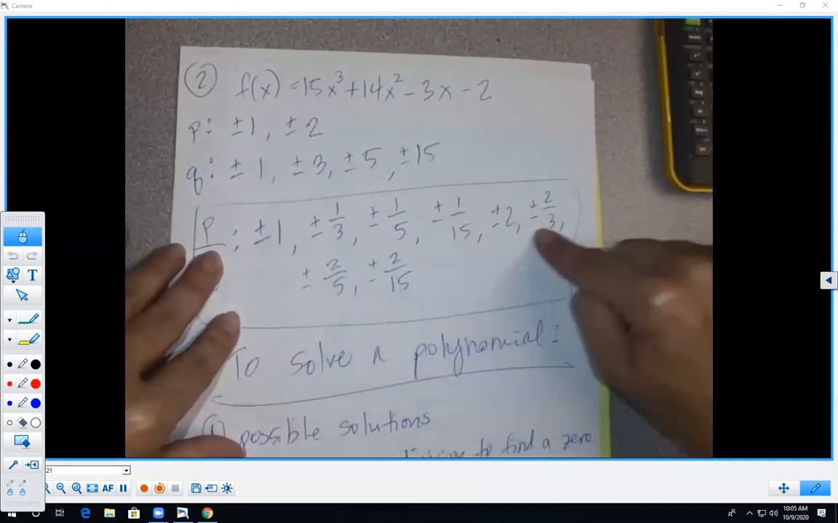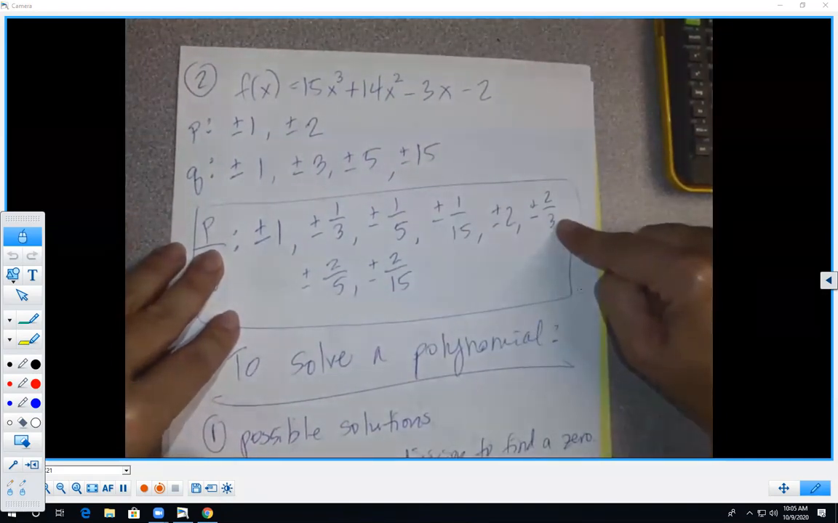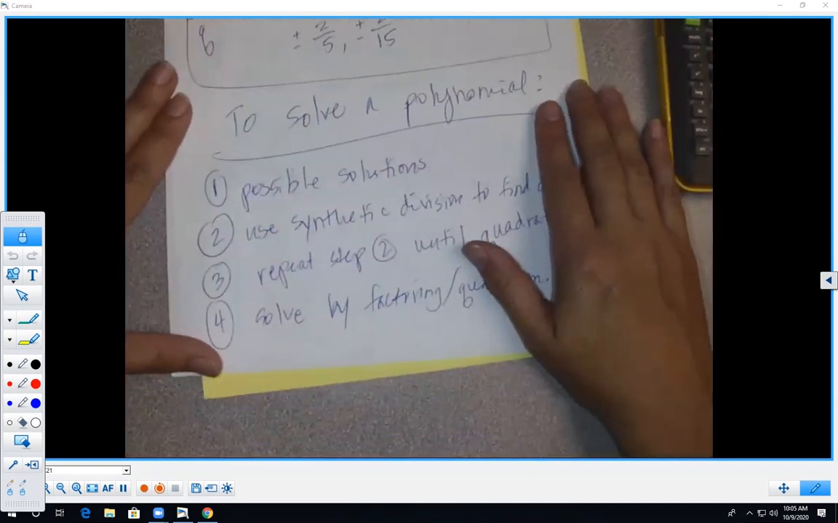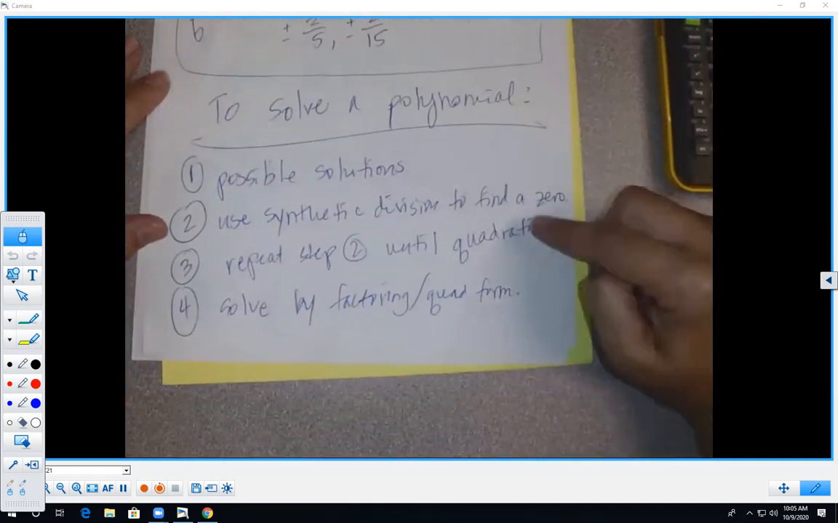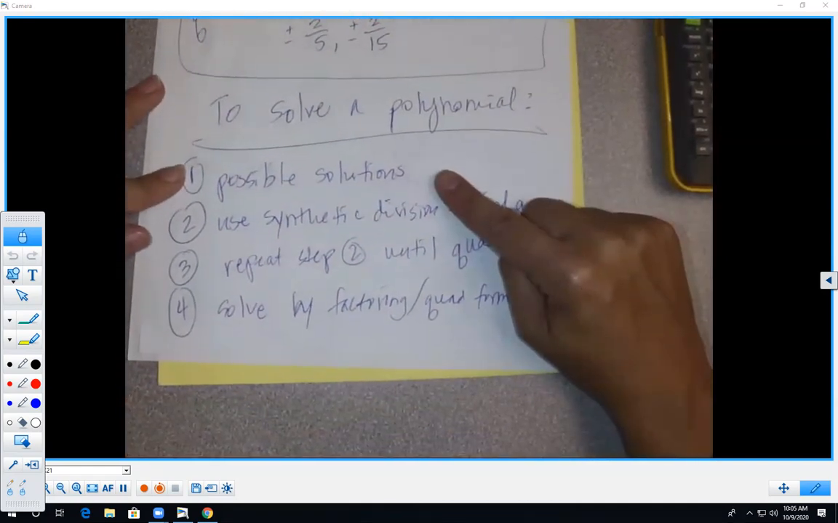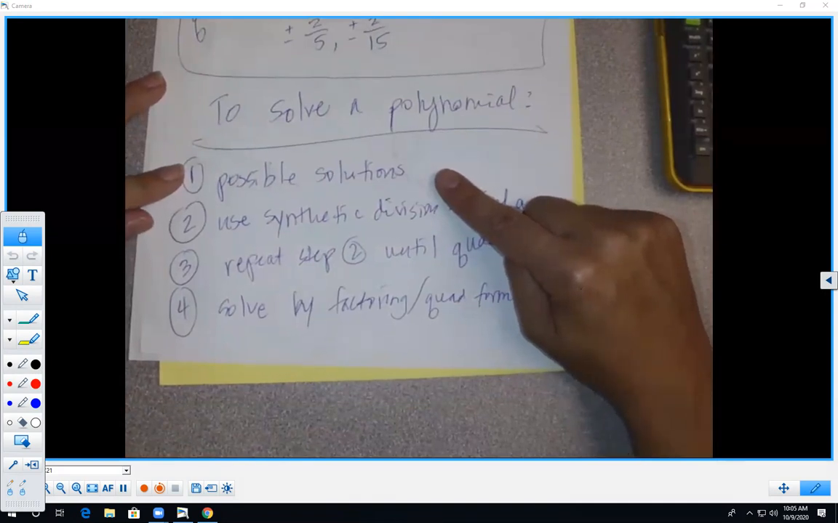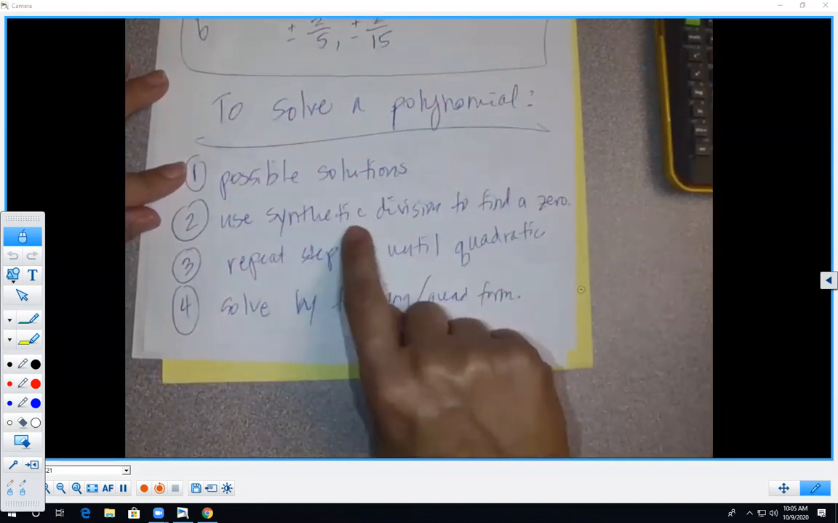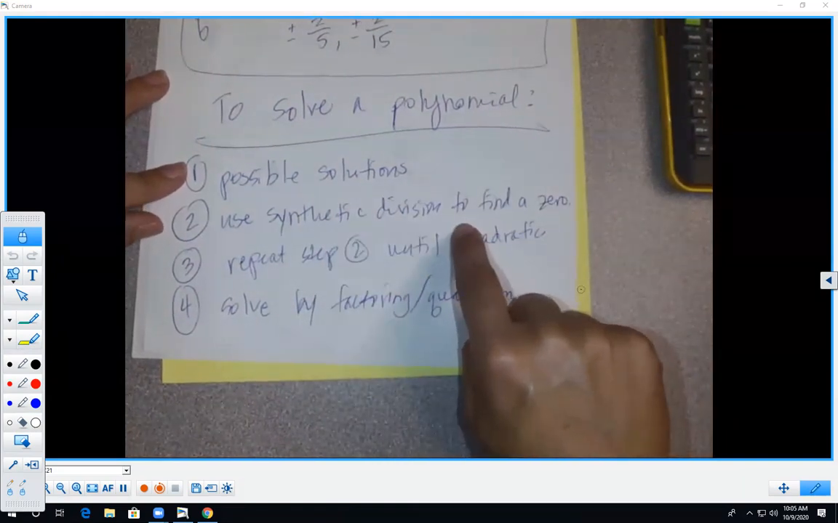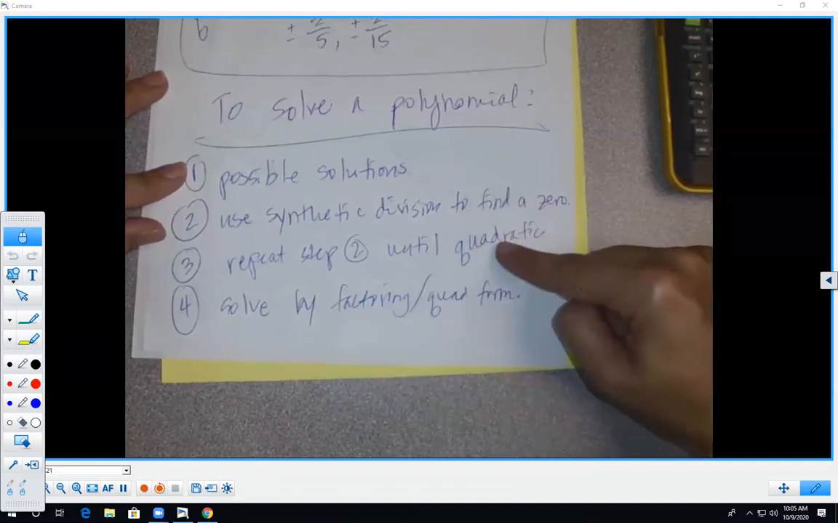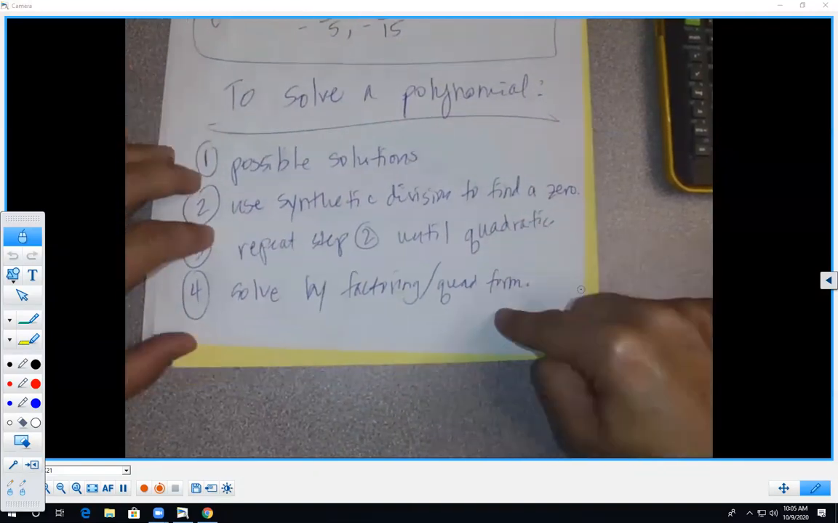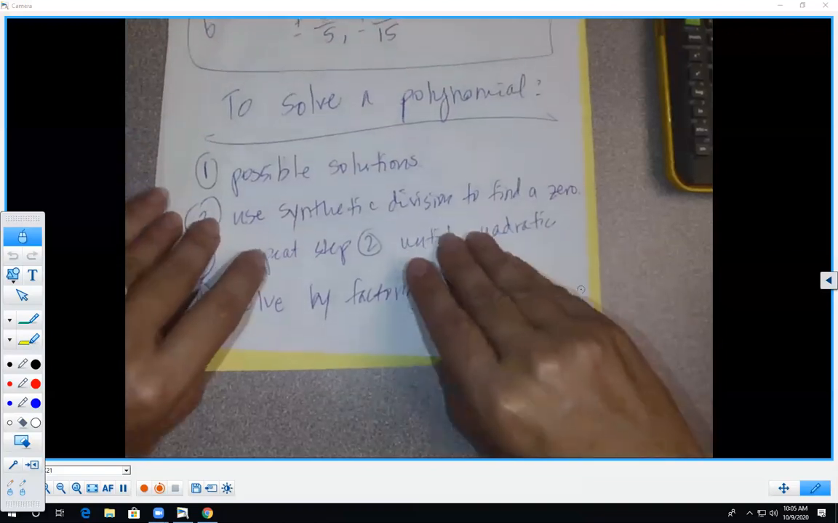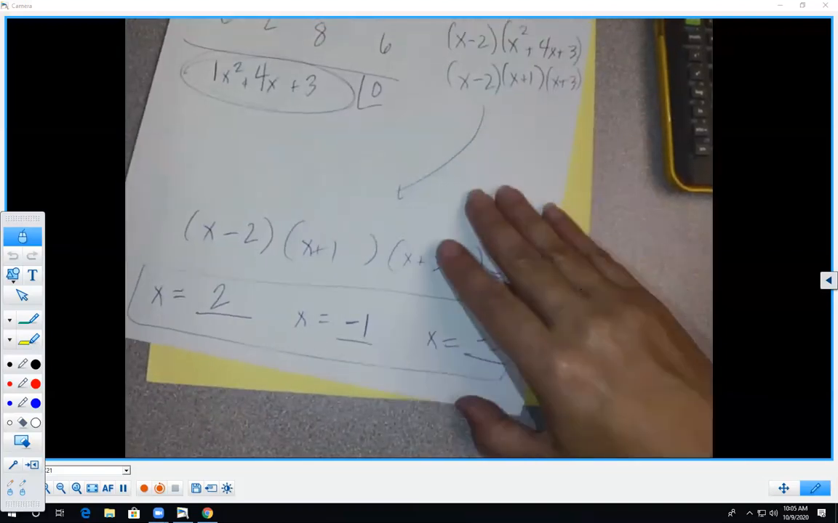This one had a whole bunch more, and a lot of them were fractions, which would be harder to come up with. But the way you solve a polynomial is first you find the possible solutions, and then you cheat, or we are efficient with our time and our resources, and we use that to figure out which one to divide by, like which one's a 0 to divide by. And we do that multiple times until we get a quadratic, and then we solve using quadratic formula or factoring. So we did one problem last time like that.